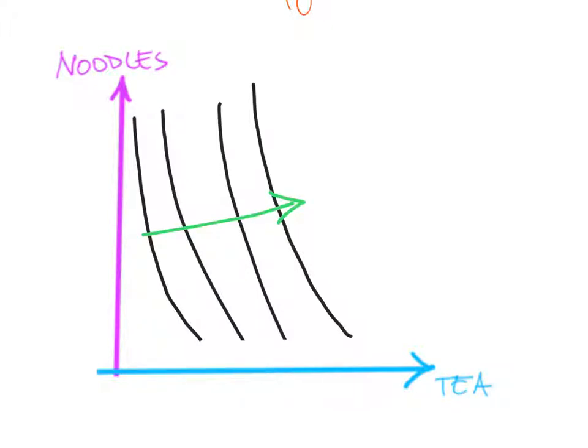So when we talk about the price of tea and the price of noodles, if we are graphing this for cups of noodles and tea, those prices should be dollars per cup of tea and dollars per cup of noodles.